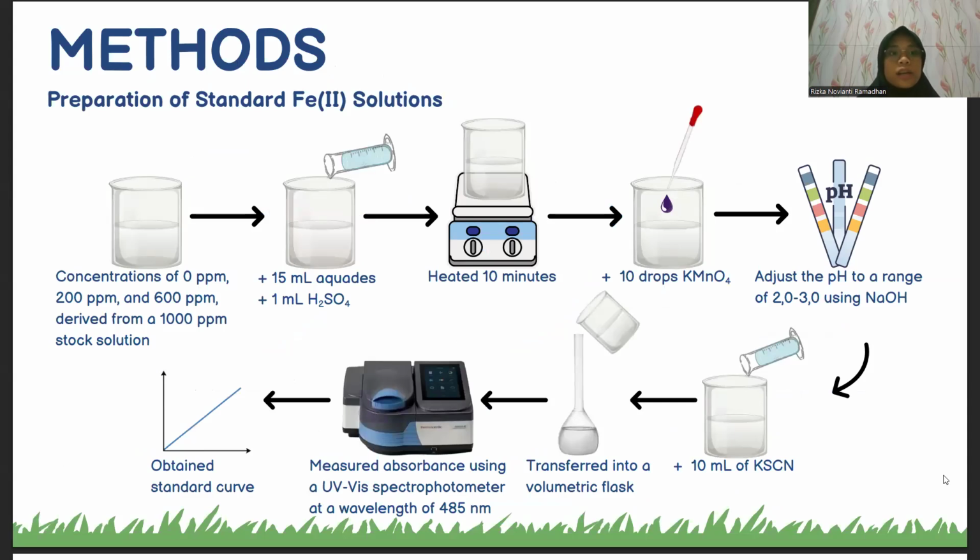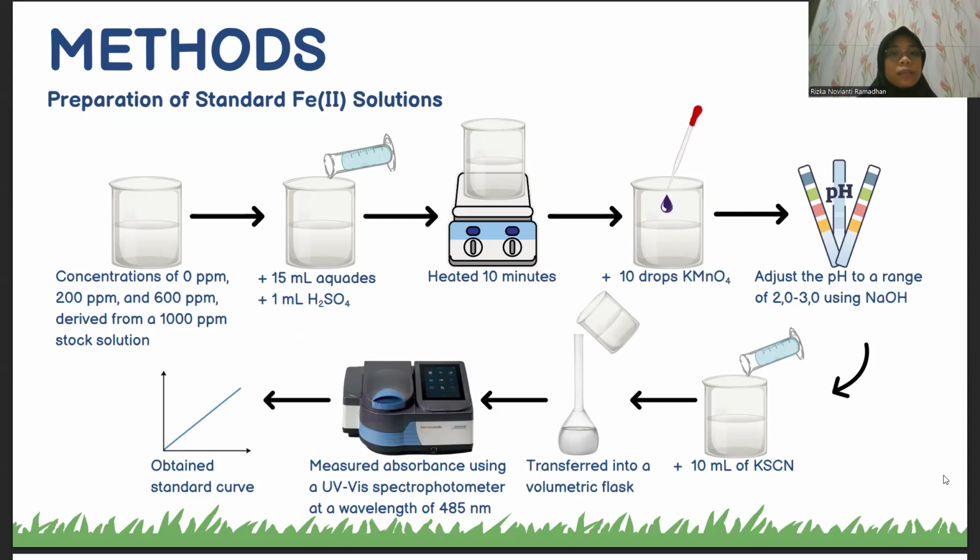The first step was preparing standard iron(II) solutions at concentrations of 0, 200, and 600 parts per million from 1000 ppm stock solutions. These standards were mixed with distilled water and sulfuric acid, then heated for 10 minutes. 10 drops of potassium permanganate were added to ensure complete oxidation of iron(II) to iron(III), which is the reactive form for thiocyanate. The pH was then adjusted to 3 using sodium hydroxide.